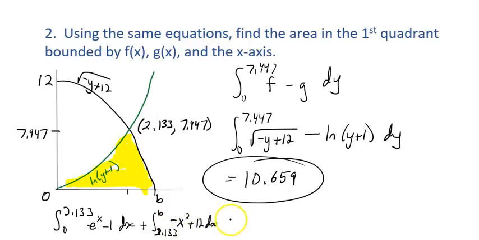And again, it should give you that same amount because it's the same area we're talking about. We're just figuring it out in two different ways. But today I want you to practice that dy area. And that concludes this lesson.